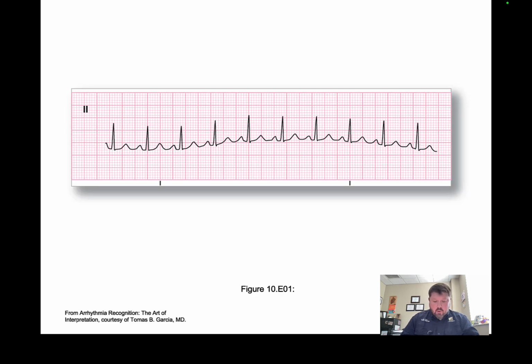So let's look at some more examples. This one's a little bit tricky because the textbook didn't give you a full 6-second strip here. What you would need to do is take your calipers and see if another complex would fall in between the 6-second strip, and it would. So I'd add an additional complex there at the front. So this rate's going to be at least 1, 2, 3, 4, 5, 6, 7, 8, 9, 10, 110. So the additional complex would fall right in there.